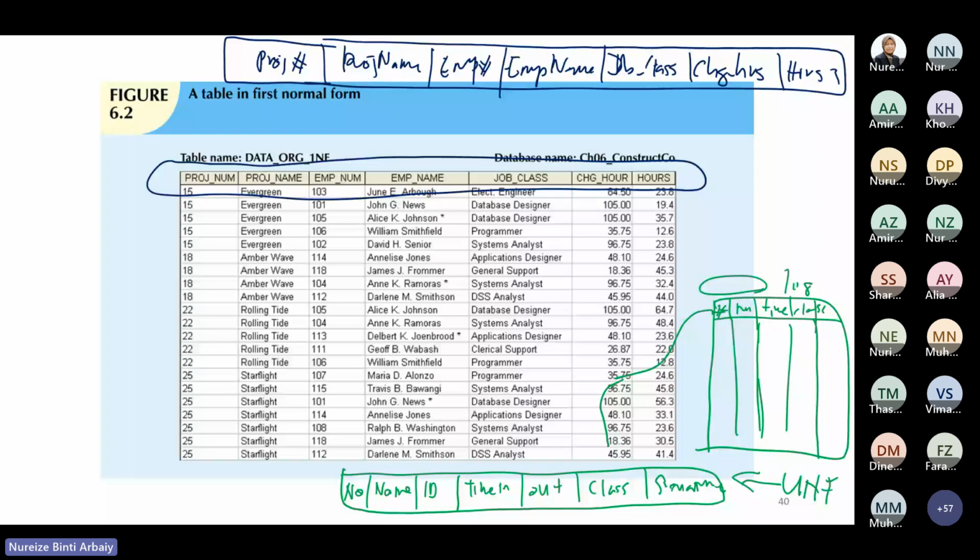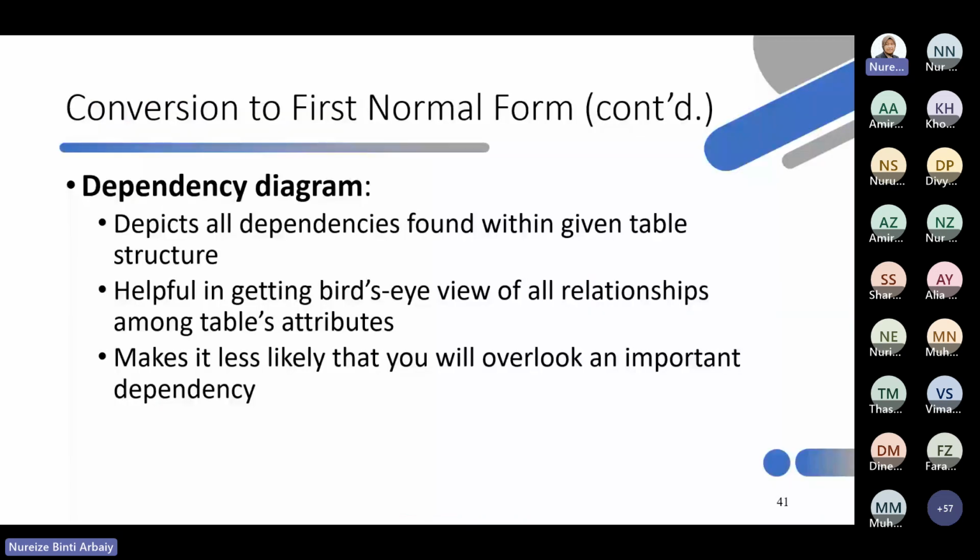identify the functional dependency. Functional dependency can be partial and also transitive. We use this kind of diagram, which we call a dependency diagram. The dependency diagram depicts all dependencies found within a given table structure. It is very helpful in getting a bird's eye view of all relationships among the table's attributes, and makes it less likely that you will overlook an important dependency.